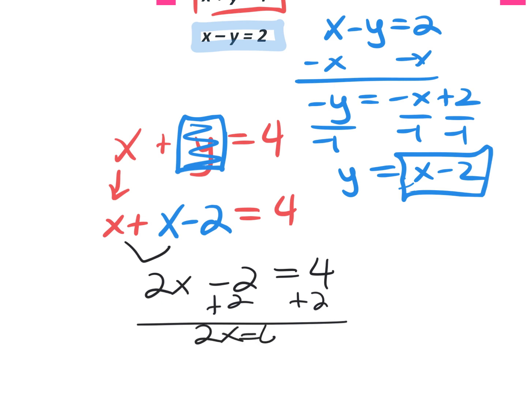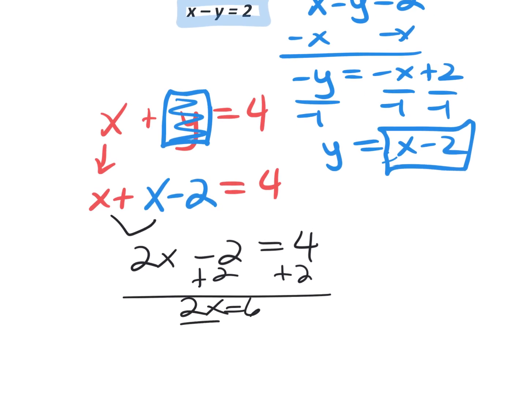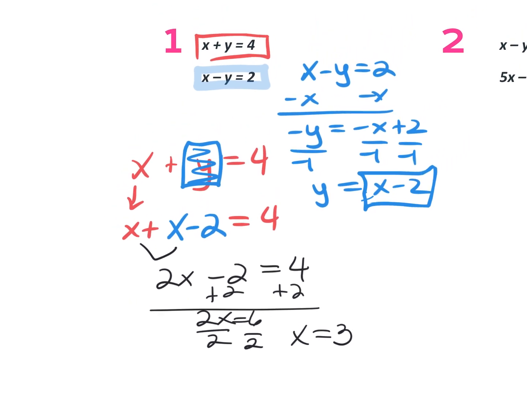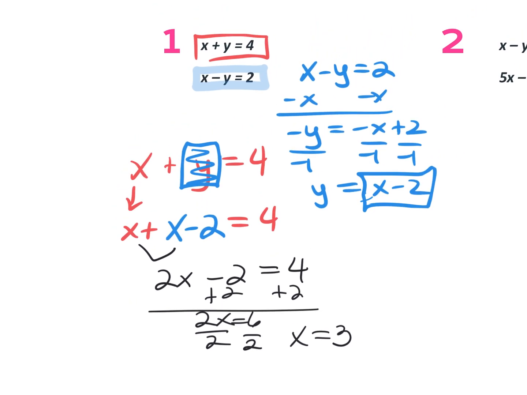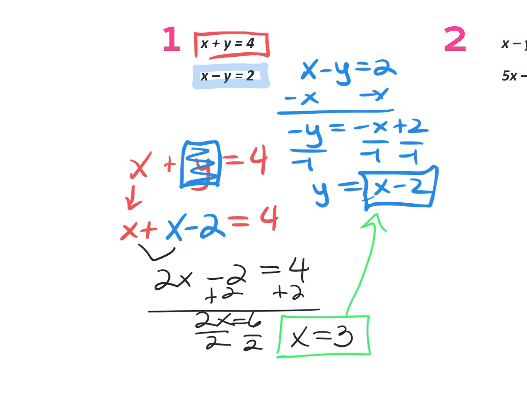2x equals 6. Divide by 2. And x equals 3. Now remember, the solution for these systems is an ordered pair. I now need to take my newly found value of x and plug it back in. I can plug it either back into my rearranged equation or one of the originals. It really doesn't matter. Honestly, the rearranged one would be the fastest.